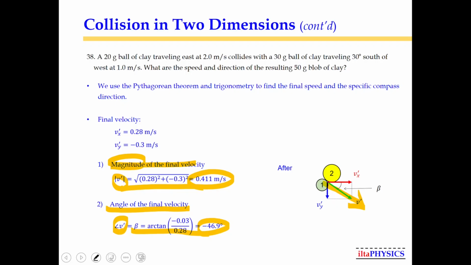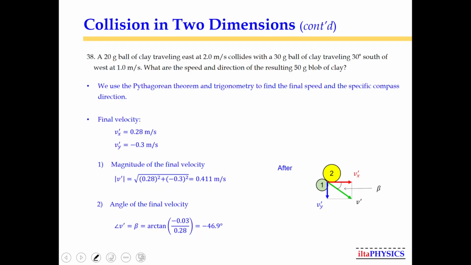We just solved a typical 2D collision problem together. To recap, divide the velocities before and after the collision into x and y components and apply the law of conservation of momentum to each one independently. Let's take a look at the next steps in the following slide.